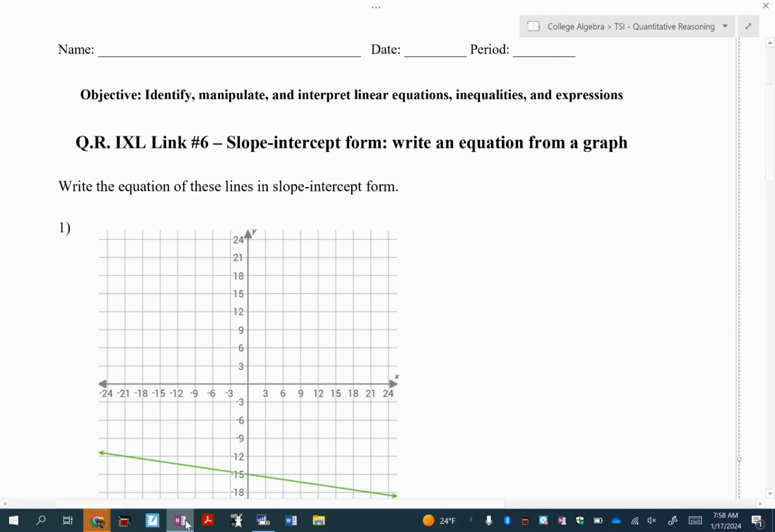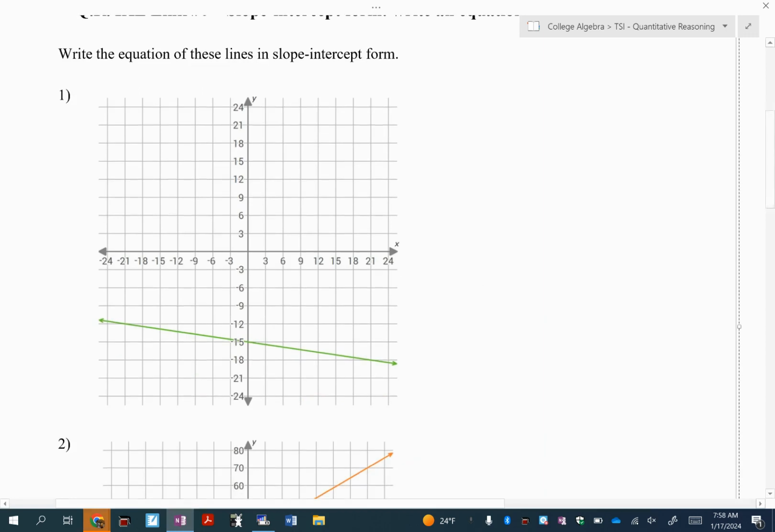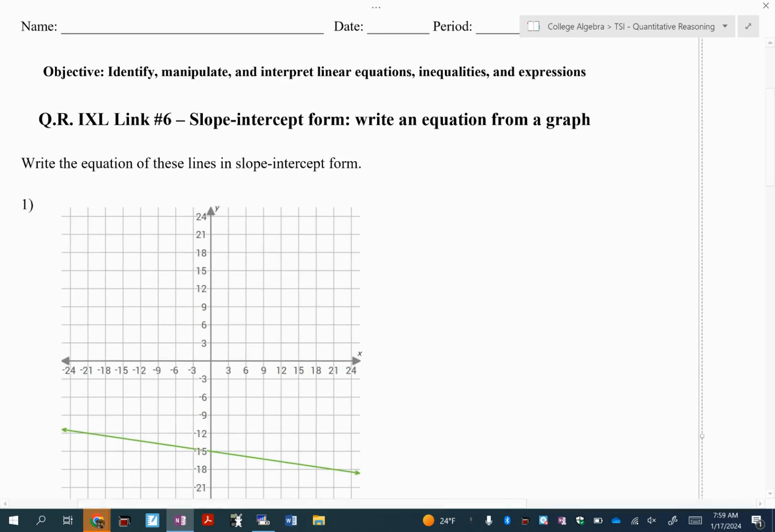All right, so if you just watched the previous video where we graphed our linear equations in slope-intercept form, now we're going to go the other direction where they give us the line and we have to write the equation in slope-intercept form. So again, we're doing y equals mx plus b. So we need to find the slope and the y-intercept.